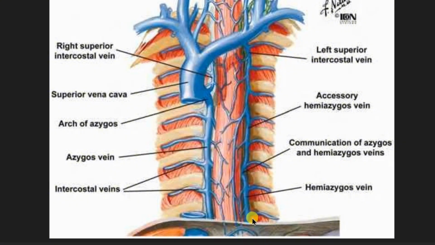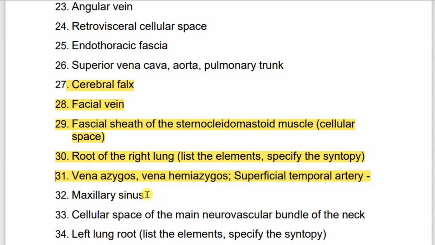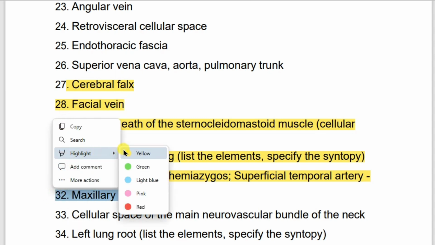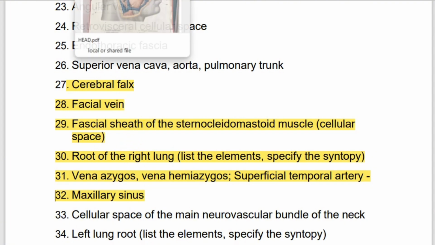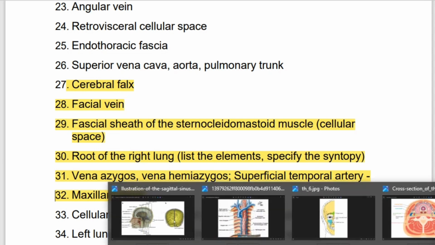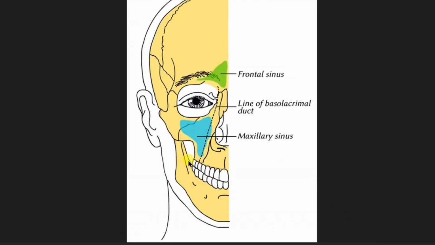Okay, so that's it. The next structure we have here is the maxillary sinus. What is that? We can find the maxillary sinus in the facial region of the head. So let's see. As you can see here, this is the maxillary sinus. It's a pyramid-shaped sinus. It's the largest of the paranasal sinuses, located in the maxilla. It drains into the middle nasal meatus of the nose through the semilunar hiatus.